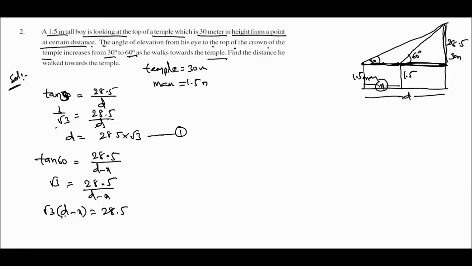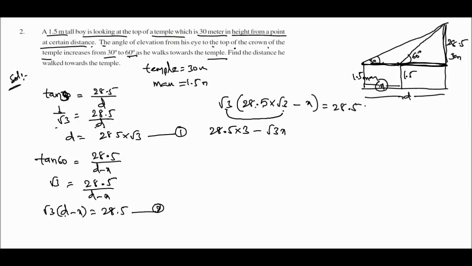So root 3 d. This is the second one. We substitute the first one, d, in this one, so root 3 into d is 28.5 into root 3, minus x is equal to 28.5. Multiplying, it becomes 28.5 into 3 minus root 3 into x, because root 3 into root 3 is 3. Root 3 x is equal to 28.5.